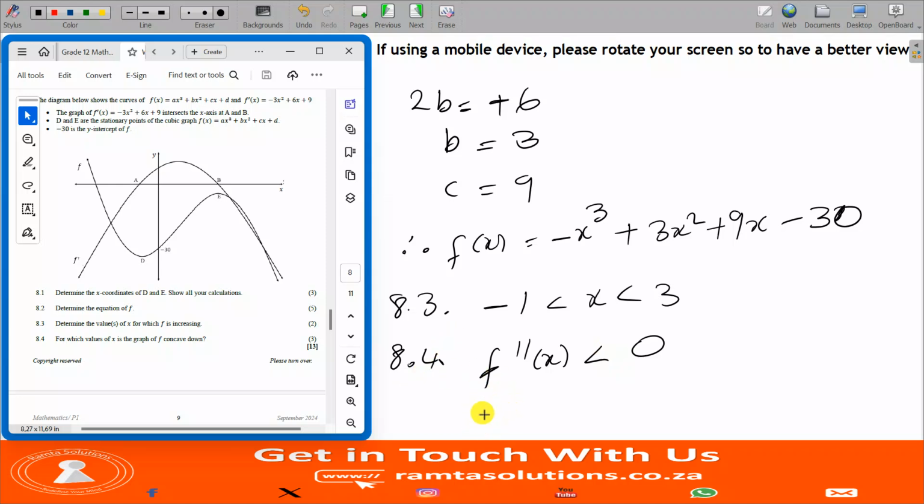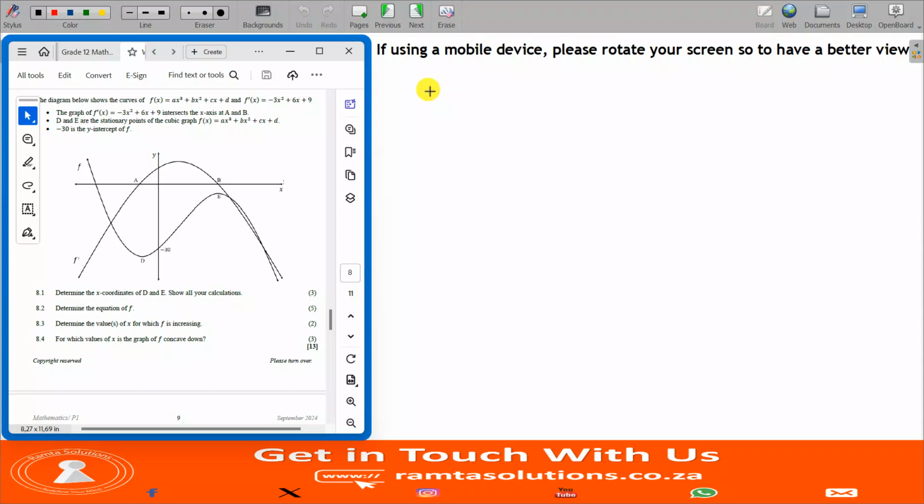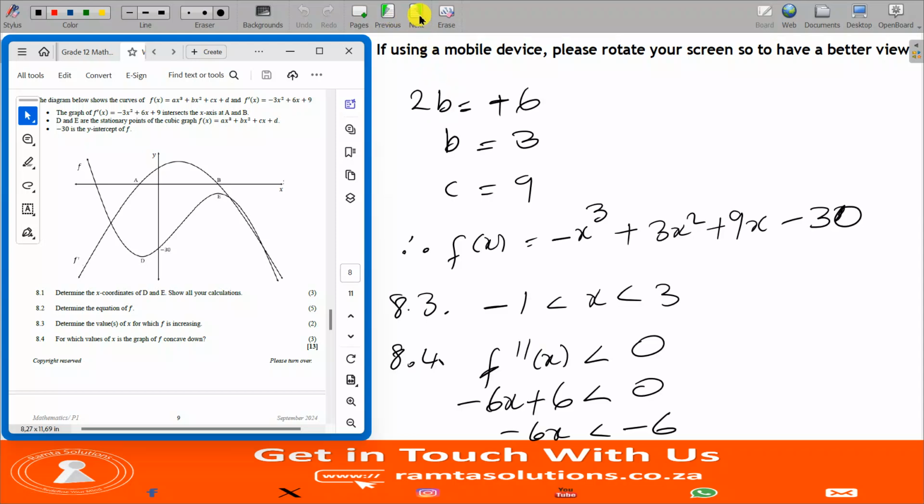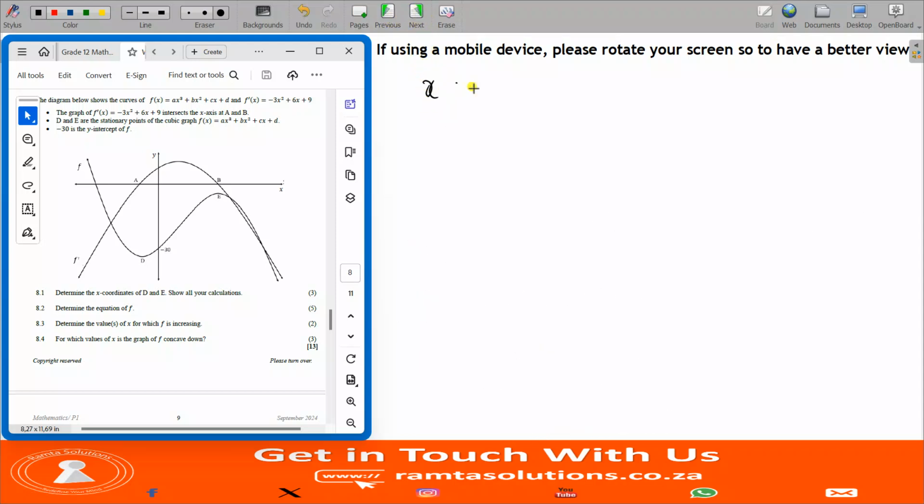With the second derivative, we can just determine it from the equation of the first derivative, which is -6x plus 6 is less than 0. So -6x is less than -6. Now what do we say? Dividing throughout by 6, x will be greater than 1.